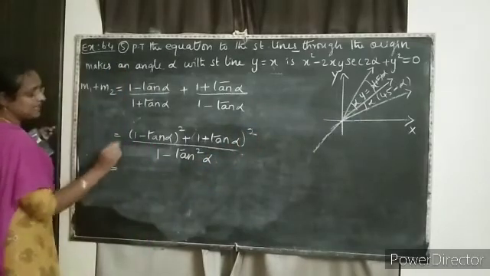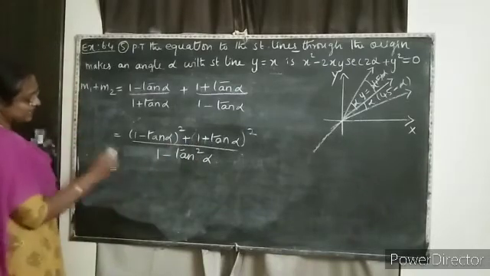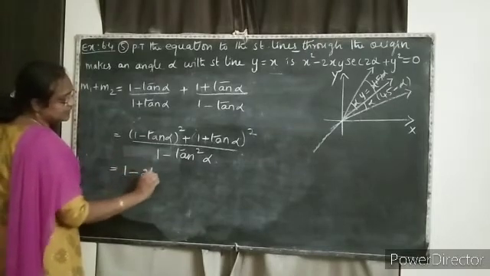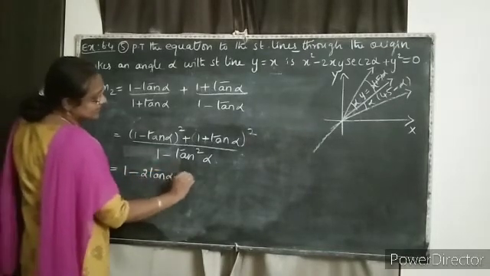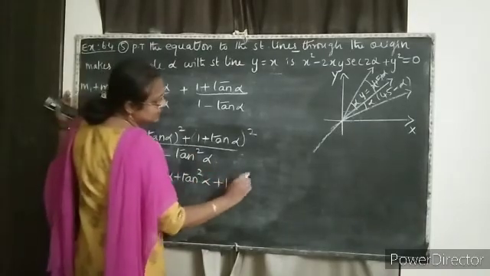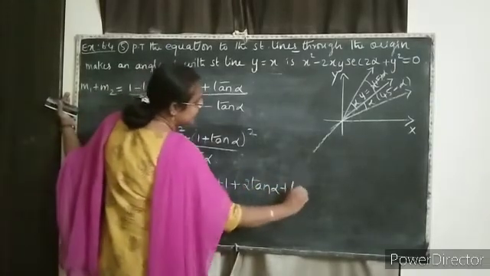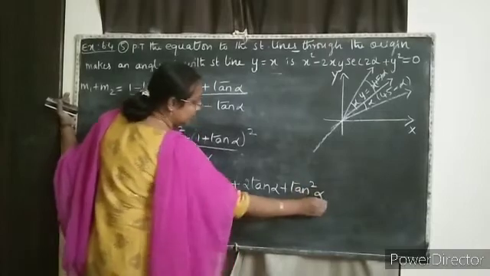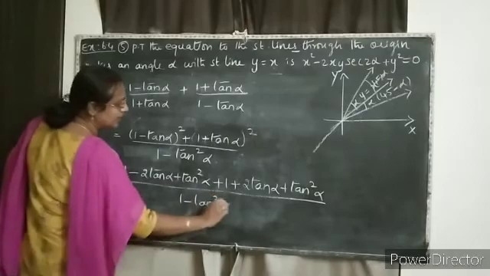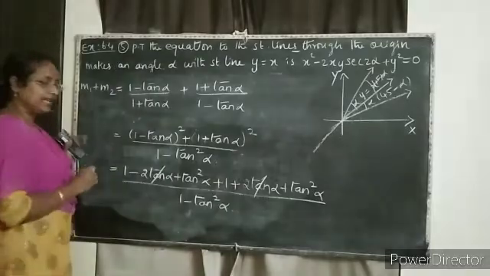Now we are going to expand it, A minus B the whole squared plus A plus B the whole squared. When we expand, what do we get? 1 squared is 1 minus 2 tan alpha plus tan squared alpha. Okay, again plus 1 plus 2 tan alpha plus tan squared alpha, divided by 1 minus tan squared alpha. Okay. Now minus 2 tan alpha and plus 2 tan alpha is getting cancelled.